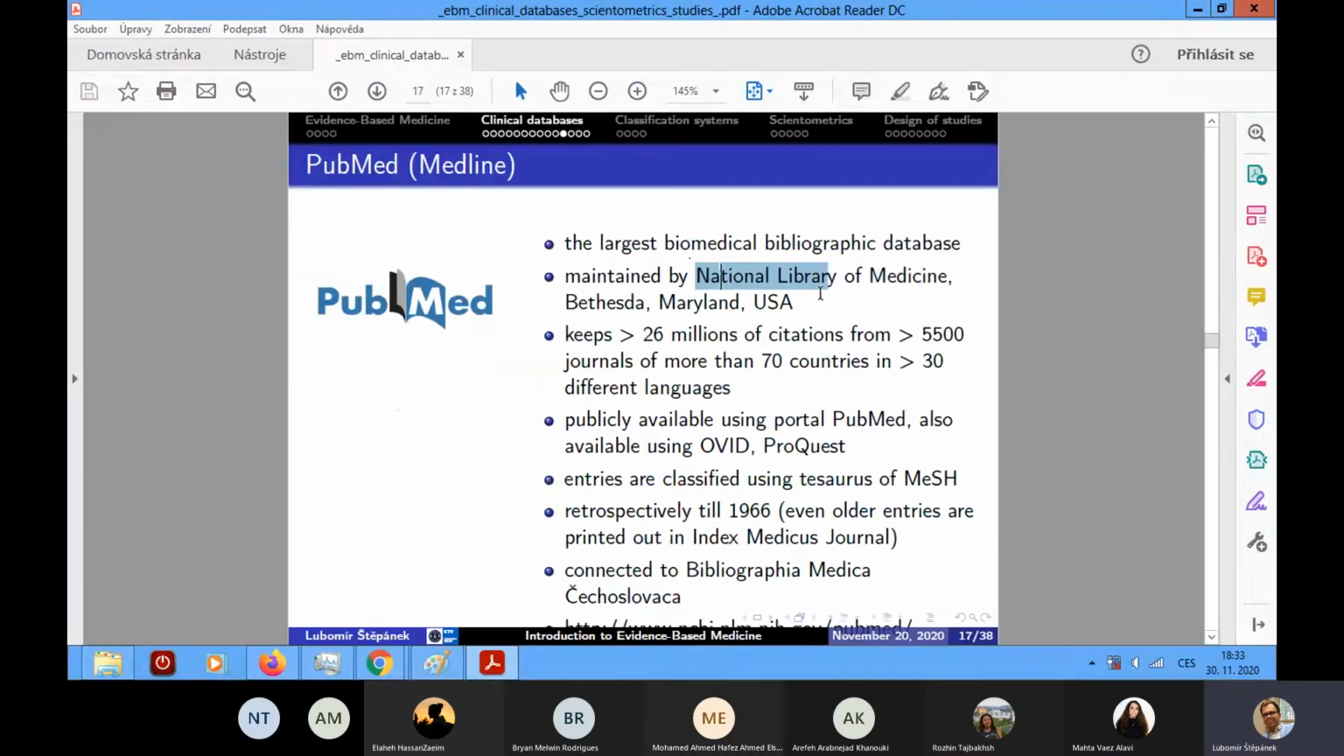So it was PubMed. It's made by the National Library of Medicine, in Bethesda. I think it's in the southwestern part of New York, I think the state of New York. It keeps millions and millions of citations, thousands of journals, and more than 70 countries, and so on. It uses MeSH, which is good to know about because you can use it for the searching itself. It's also a responsible approach to get all the papers back to 1966.